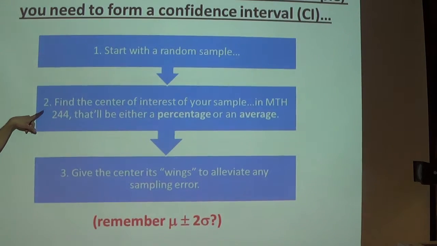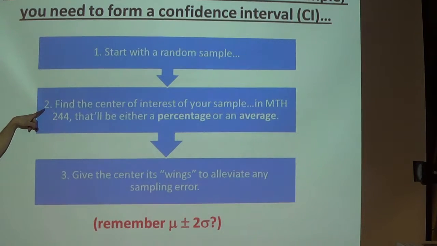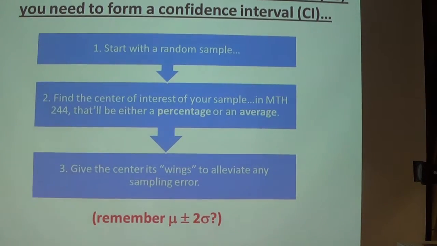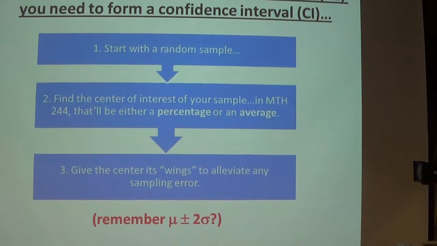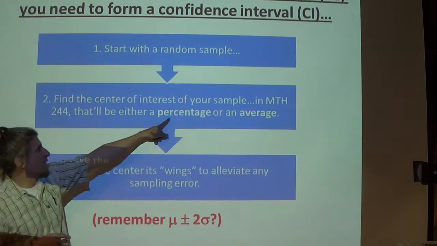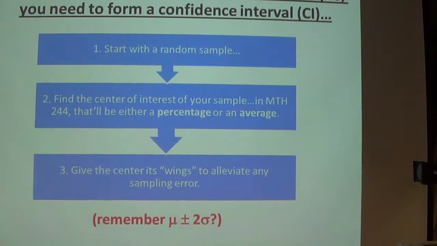Number 2, find the center of interest. Now we found a bunch of centers today. We found the average, the median, the mode. But we threw all those away because we weren't interested in samples of size 10. We were interested in the percentage of time we saw heads. We put them all together, 340 of them. 160 out of 340 is that p-hat. It'll either be a percentage or an average. Ours is a percentage today. We'll start picking up averages on Tuesday.